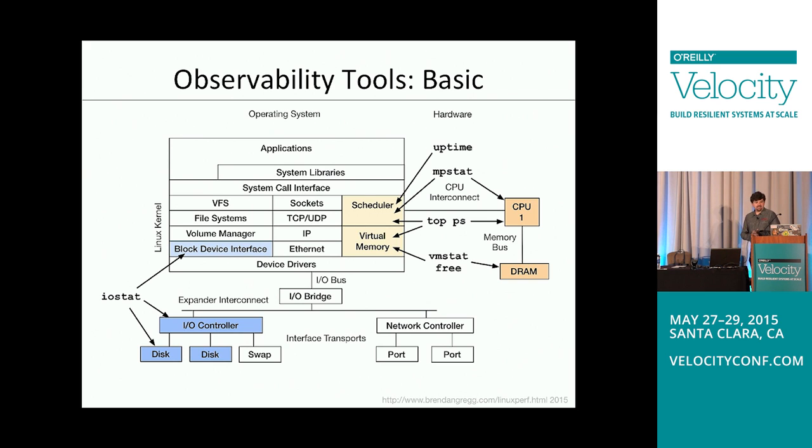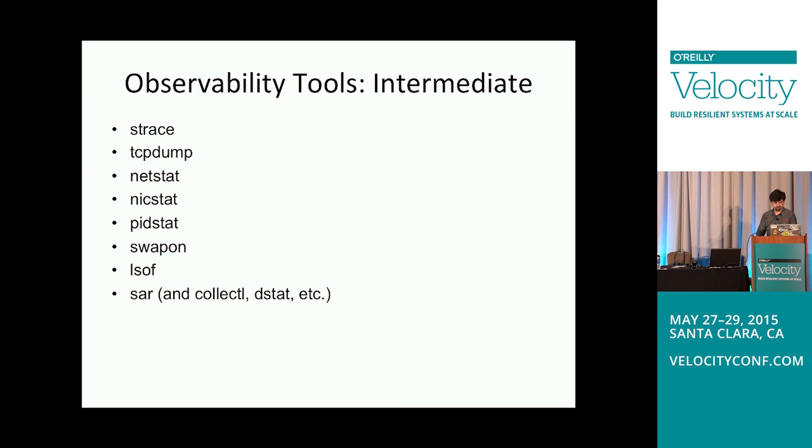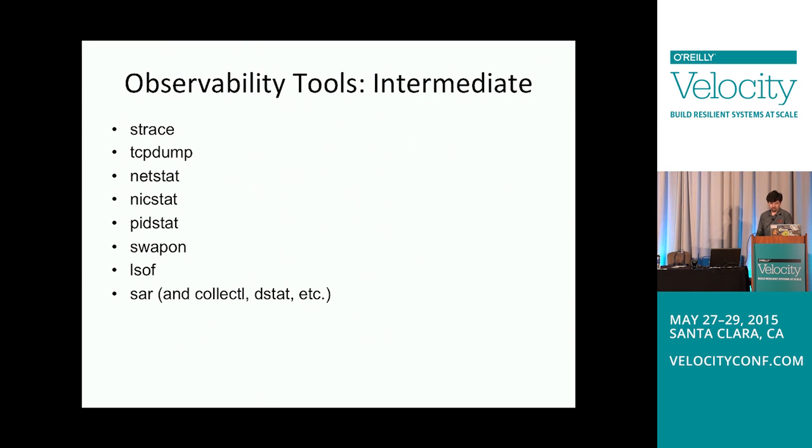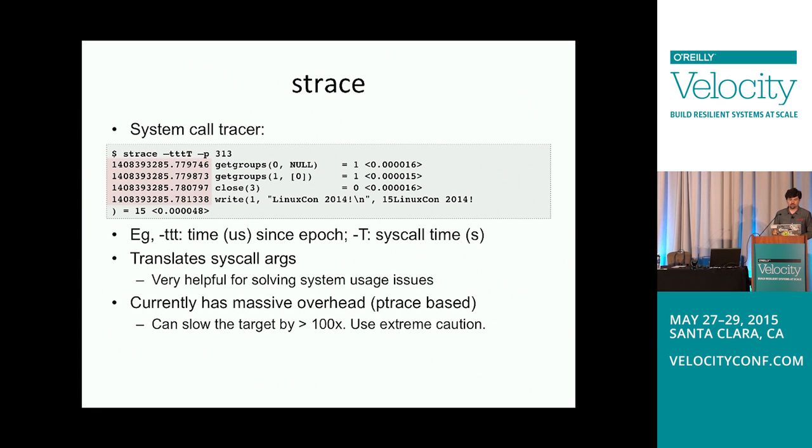So I used some of the basic commands. That's a system diagram with the basic commands illustrated, and you can see there's a lot of blanks. So I haven't covered a lot yet. But still, we can do some methodologies just from those. Intermediate: strace, tcpdump, netstat, nicstat, and I'll go through some of these quickly.